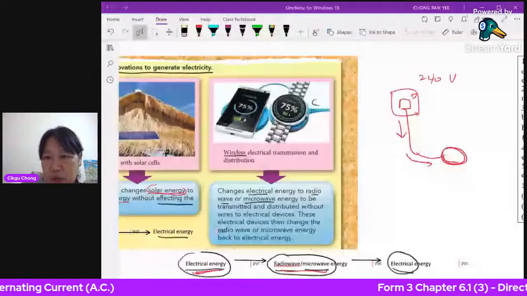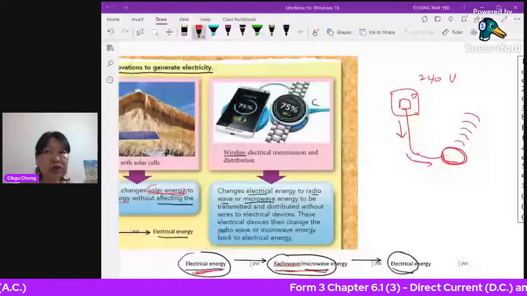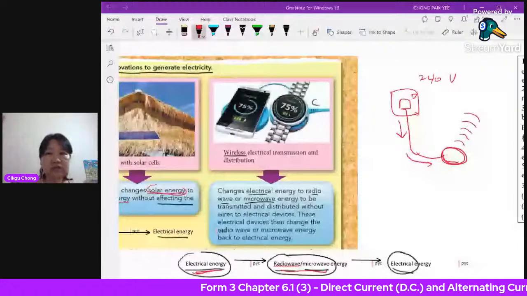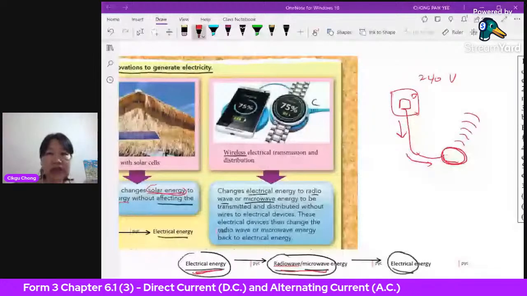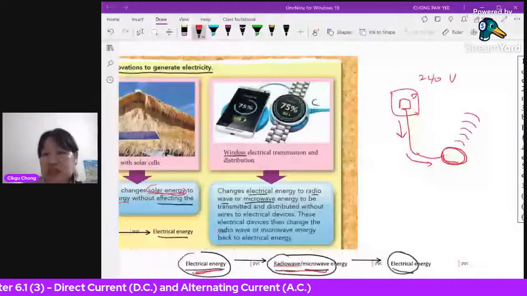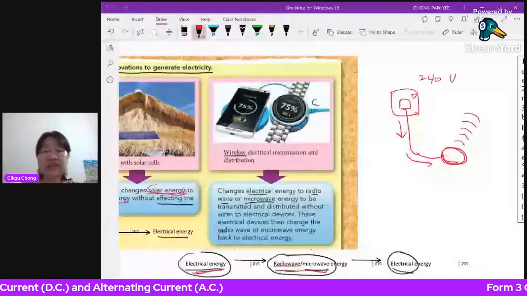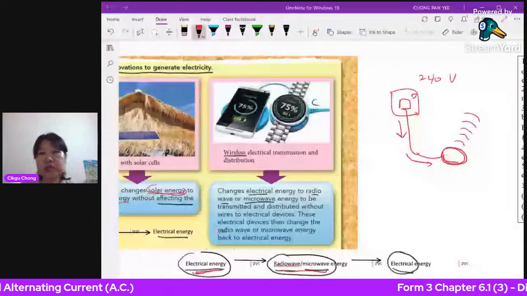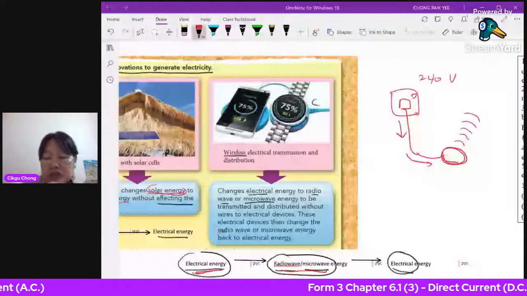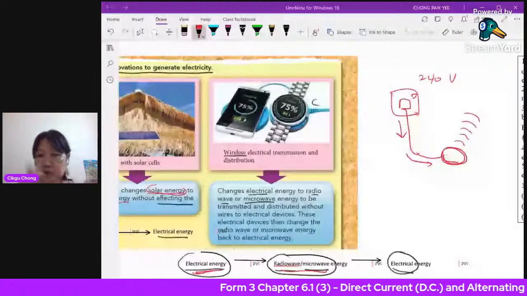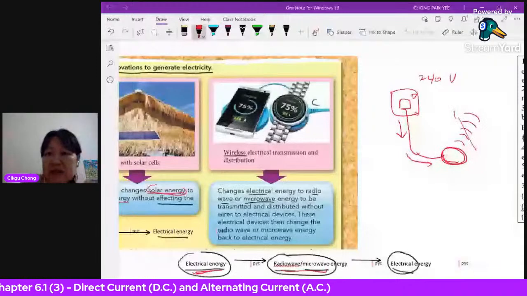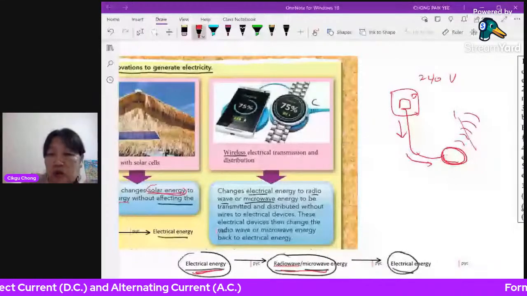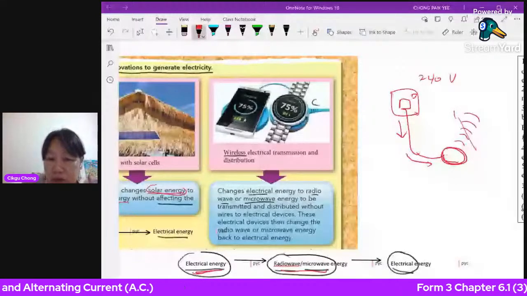And when we listen to the radio, how come we can receive a signal from KL, from the radio station? They transmit the signal also using radio wave. That's why we call it radio. So we can convert the electricity into radio wave or microwave first. And then when you put your phone on top, the phone is able to convert the radio wave or microwave back to electrical to charge your phone.